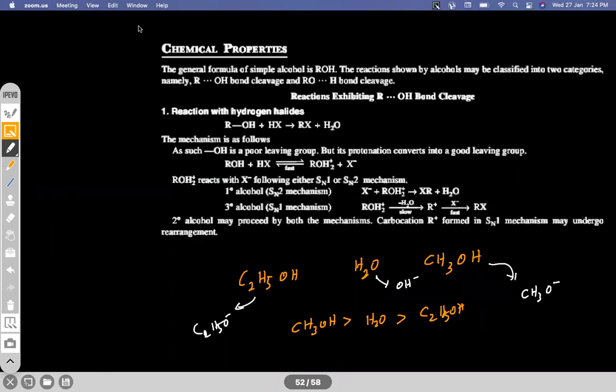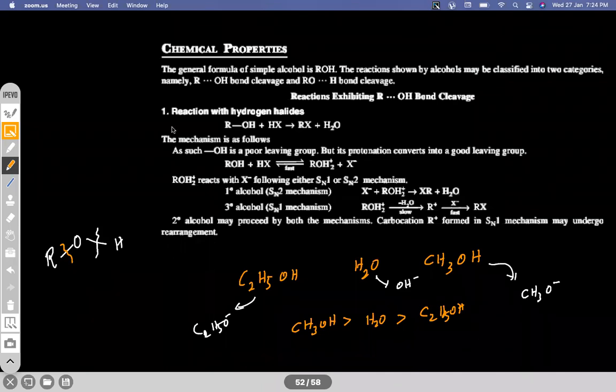Correct. Okay. So for alcohol, we have three types of reaction possible. We'll talk about the dissociation of the OH bond where the alcohol is behaving as an acid. Another possibility is when the carbon and oxygen bond is getting broken. And one is the miscellaneous reactions. Okay. So these three types of reaction alcohol shows, right?